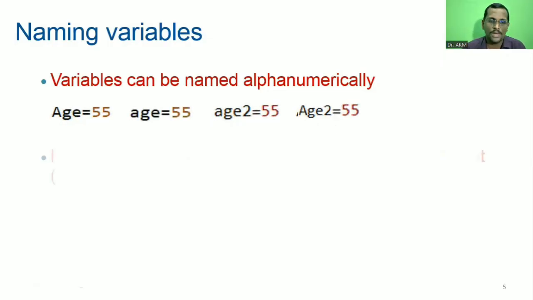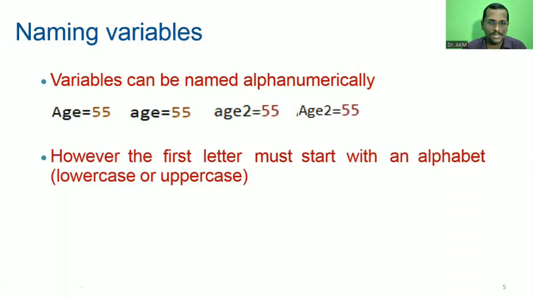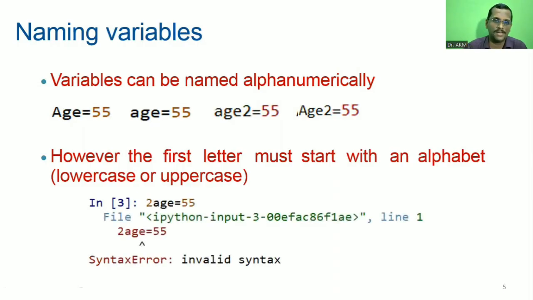It is acceptable. However, the first character of a variable must start with an alphabet. You should not start with digits or an underscore symbol. For example, if you create 2age, as in the given example, age2 is acceptable, whereas 2age is not acceptable as a variable name. It gives an invalid syntax error.